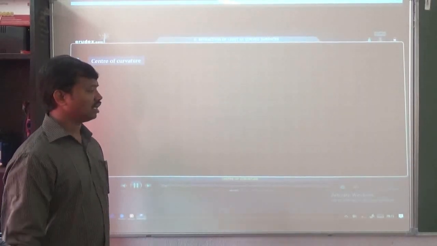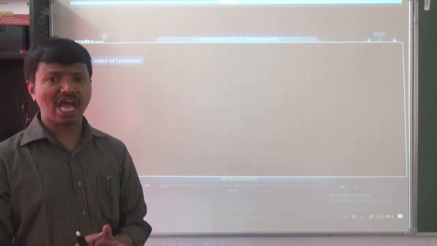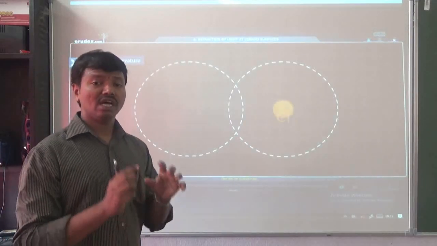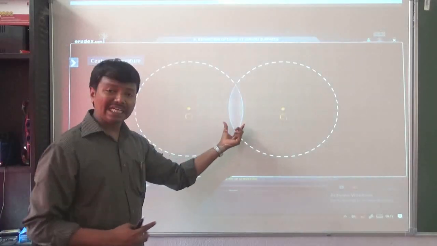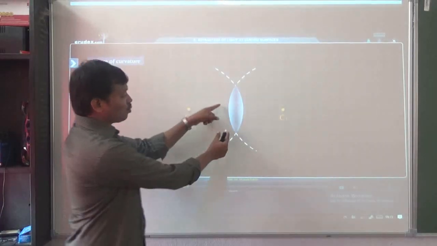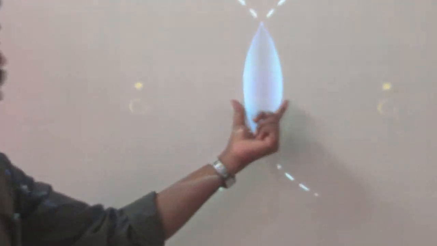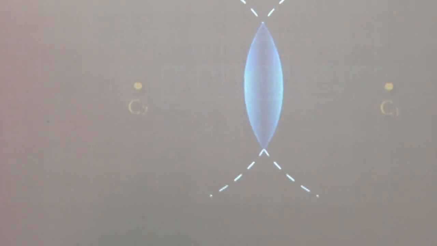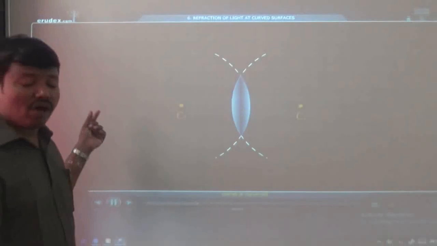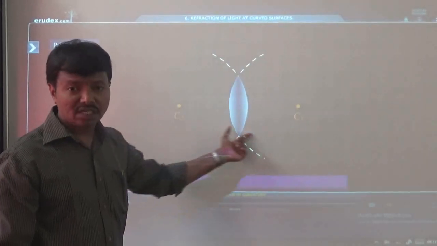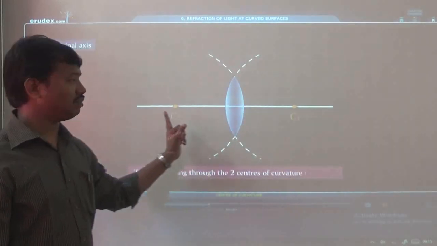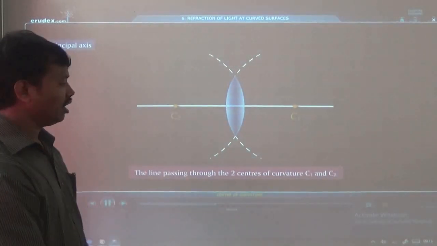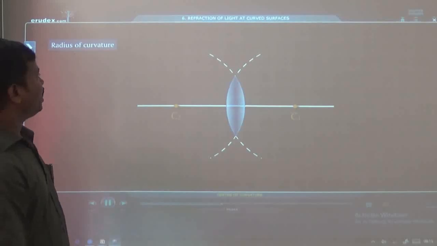Center of curvature: we have two spherical surfaces, two different curved surfaces. Two circles having centers of curvature intersect to form a convex lens, that is a biconvex, with two curved surfaces bulging out. A light ray passed through the centers of curvature is called the principal axis, without any deviation.